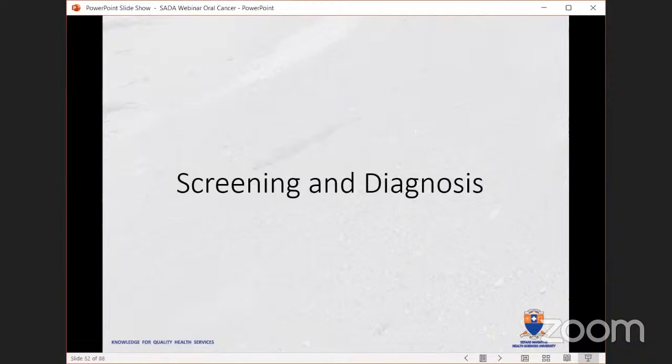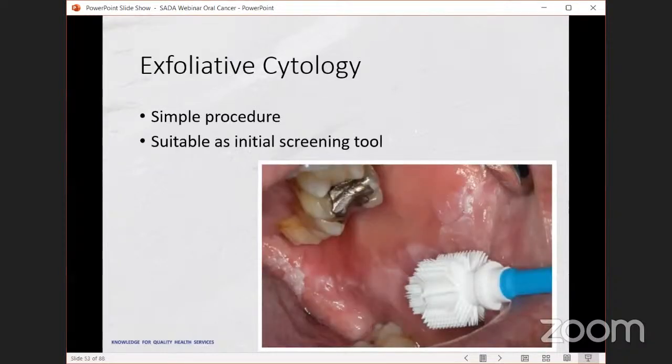So looking at screening and diagnosis, exfoliative cytology is a simple method that could in theory be useful in early cancer detection. By aggressively rolling that brush, which is a Rover's Orsilex brush, which is used with liquid-based cytology for those who are interested, we collect cells that exfoliate from the area where you apply this brush, and you apply it until you obtain bleeding, which means that you get quite deep. It's rather uncomfortable.